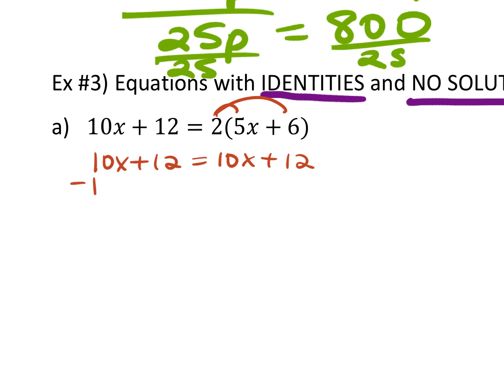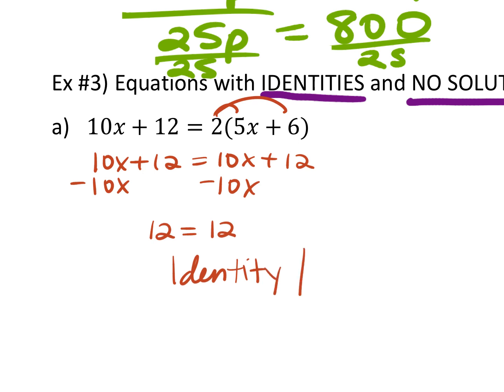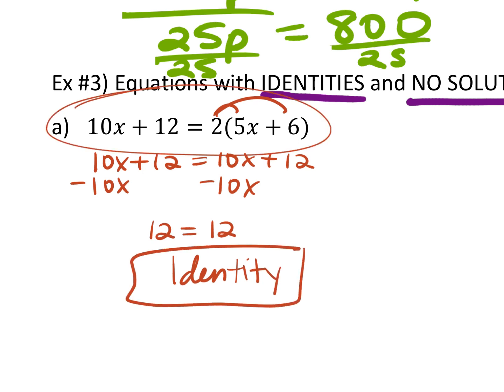If they're identical, then when you take away the 10x, you are left with 12 equals 12, which is the true identity solution. Okay, so this would be an identity, which means I can plug any value in for x to my original setup, and it will always be a true equation. Okay, they are identical. This is an identity.